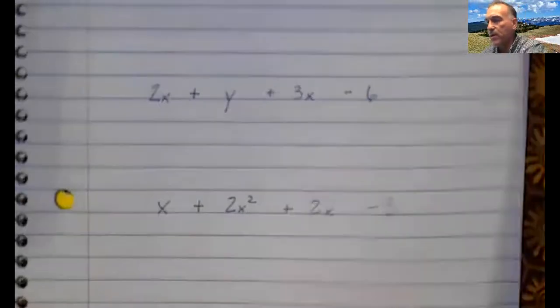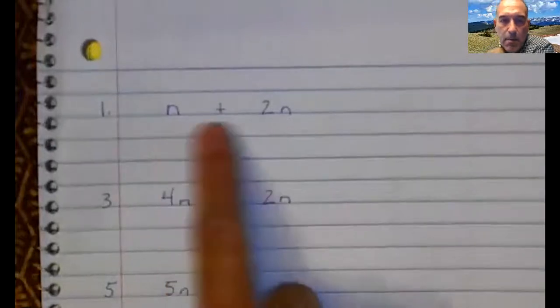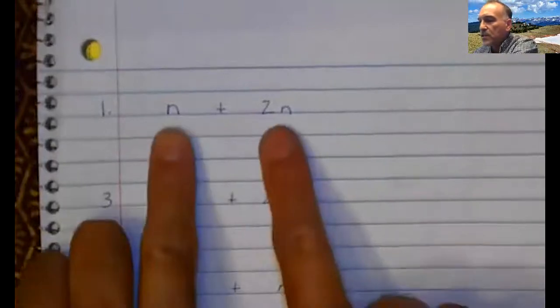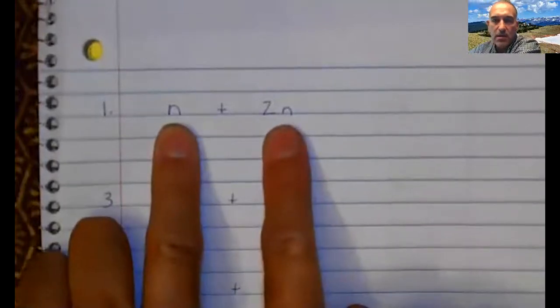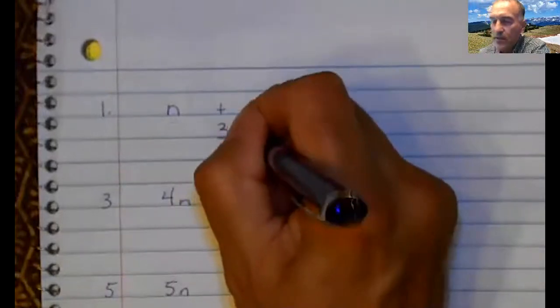Ready? Watch how we're going to combine these like terms. We'll start out with some little baby ones, and then they'll get gradually harder. If I have n plus 2n, I can combine these because these are like terms. So I can combine this into 3n.